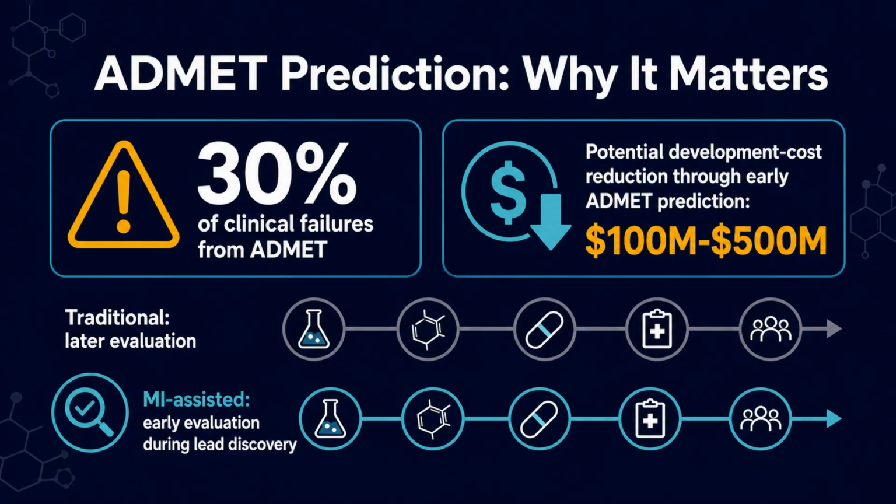Now let's cover ADMET prediction in detail. Remember, a significant portion of clinical trial failures are due to ADMET issues. In Phase 1, toxicity issues cause failures. In Phase 2, poor pharmacokinetics leads to failures. Predicting ADMET early is estimated to cut development costs by $100 to $500 million. Early ADMET prediction during lead discovery can eliminate problematic compounds before expensive development.